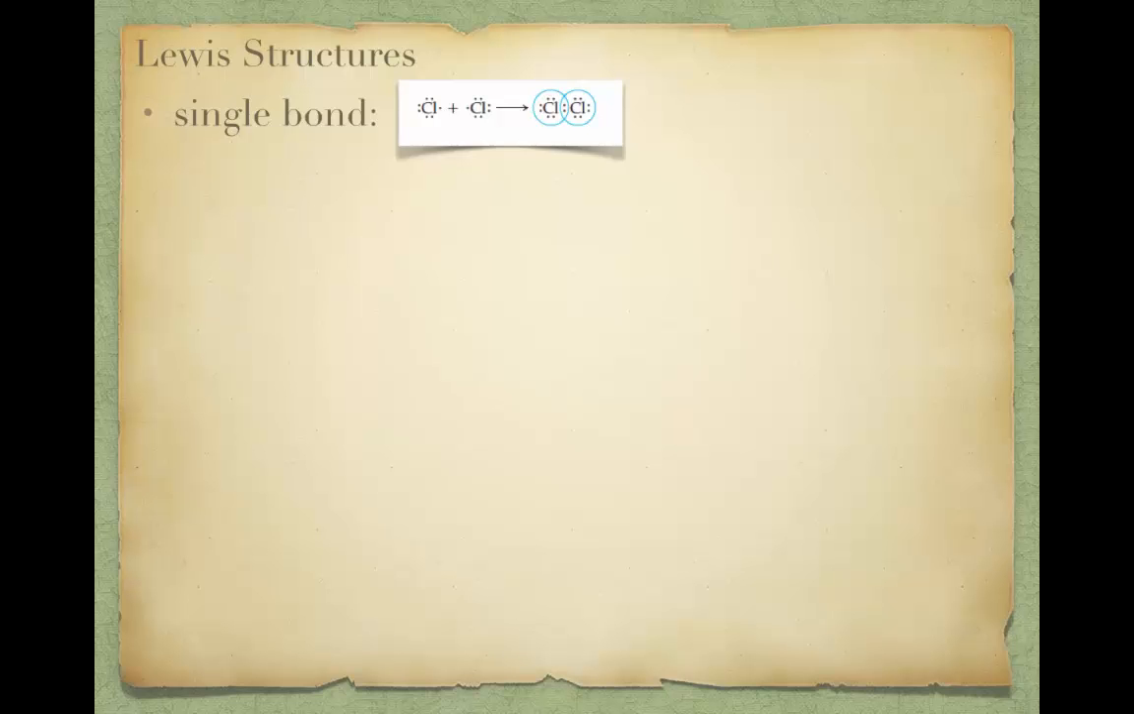Now, instead of drawing it like this, we often draw the sharing of two electrons with just one single line, and that is a single bond. So each line, each single bond, represents two electrons that are being shared.